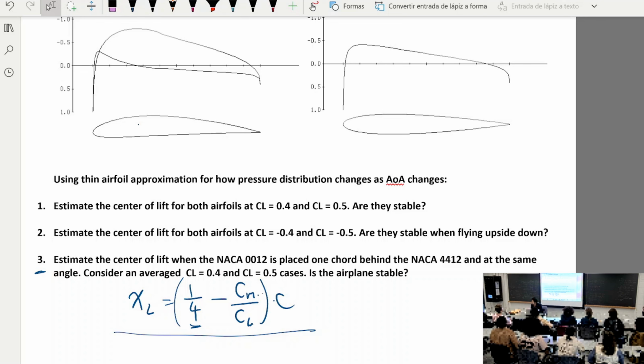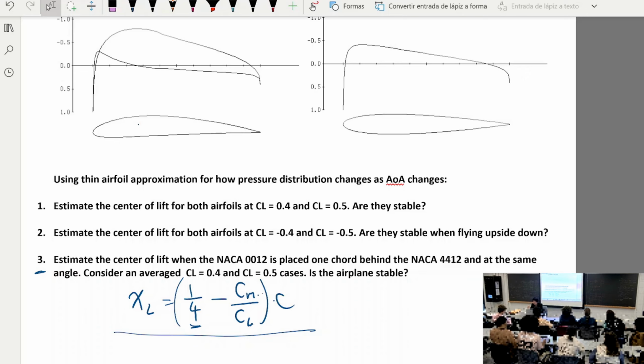Now, if you have 2 airfoils, you have 2 CMs, and these 2 CMs are measured around different locations. When you do mechanics, is it okay to add the moment around 2 different locations and call it the moment around something? You can't, right? So basically you have to convert things around the same center and then add the moments.